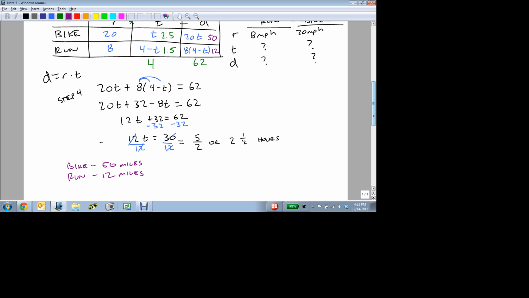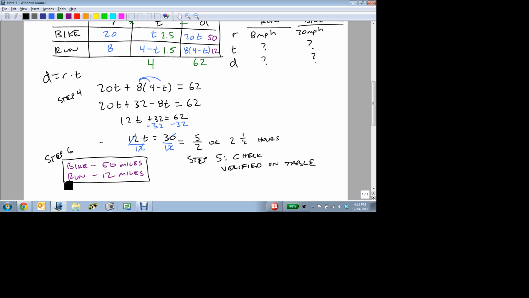And we can check our answer very quickly. In fact, we did when we came up with it. 2.5 plus 1.5 sure enough is 4. 20 times 2.5 is 50. 8 times 1.5 is 12. 50 plus 12 is 62. So step 6, or step 5 rather, our check, we just verified on the table that everything works out. And our answer for step 6 is to put this down for both of these.